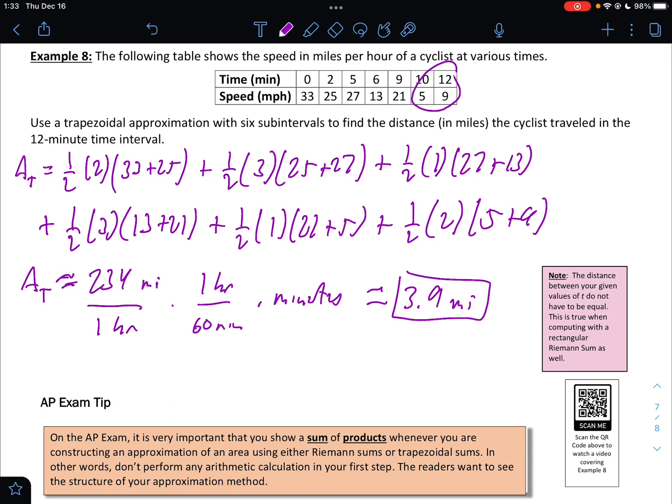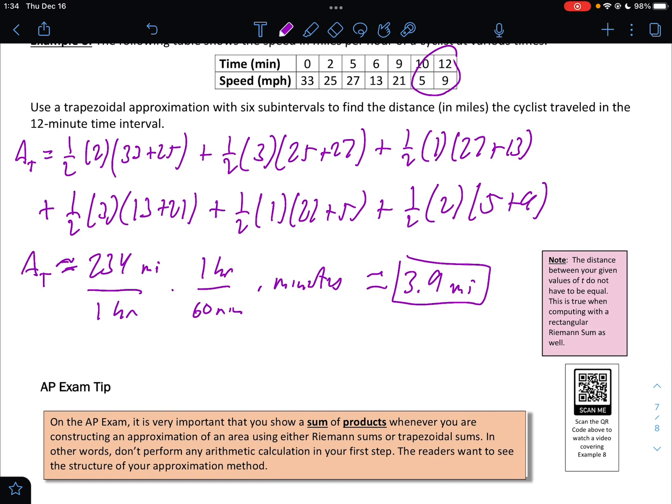It also would have been possible to convert the times in the table to hours prior to doing all this, but then we'd be doing 7 different conversions instead of just the one conversion at the end. Quick note on the side, the distance between your given values of t does not have to be equal. This is true in computing with a rectangular Riemann sum as well. And when that's the case, I would definitely use individual trapezoids or individual rectangles instead of doing a formula that we learned today.